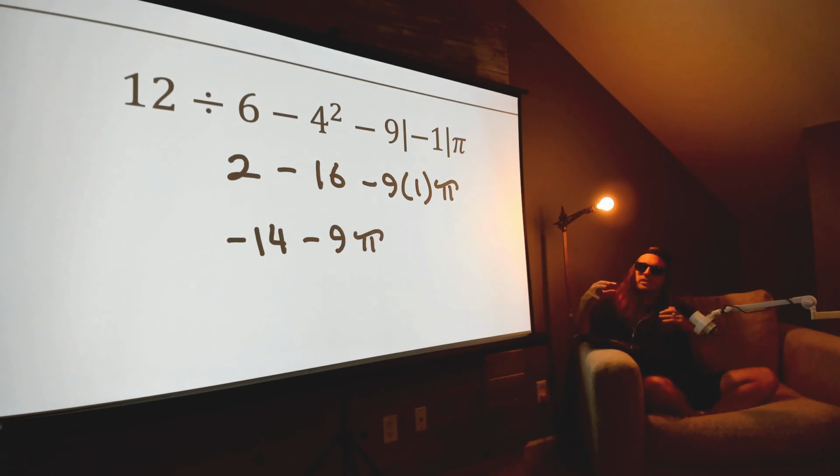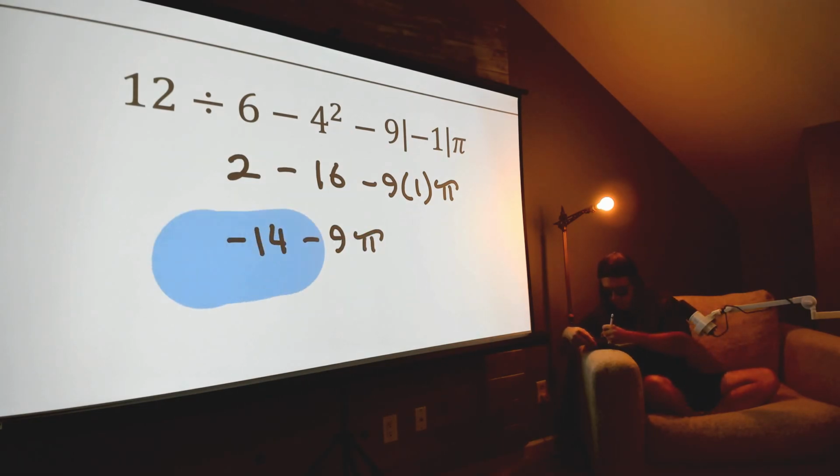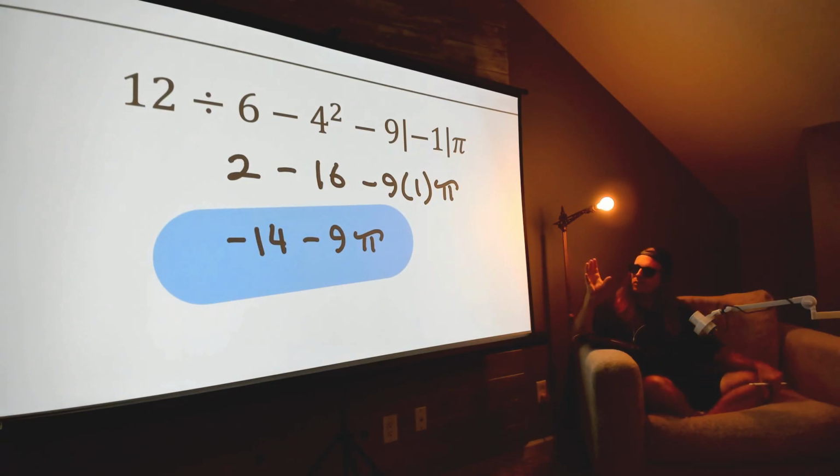And the class I currently teach is a no calculator class. So we stop here. This is called leaving your answer in terms of pi. I'm not going to evaluate further because pi is an irrational number. So this is actually the cleaner way to do this. Just leave it like that. That is a good answer.